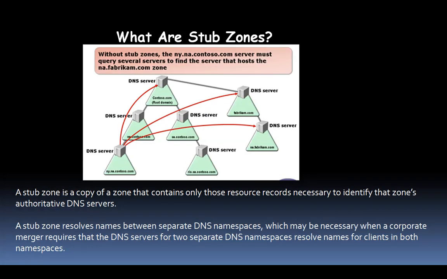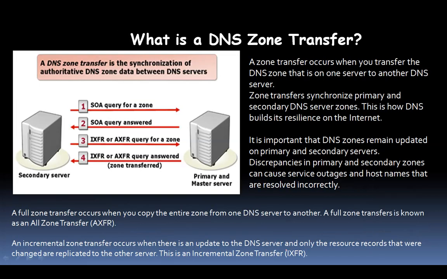Next, guys, what are stub zones? So without stub zone, I'm not able to see this information properly. Okay, we will try to understand here. A stub zone is a copy of a zone that contains only those resource records necessary to identify the zone's authoritative DNS server. So guys, I'm moving on, I'm just not able to understand this one.